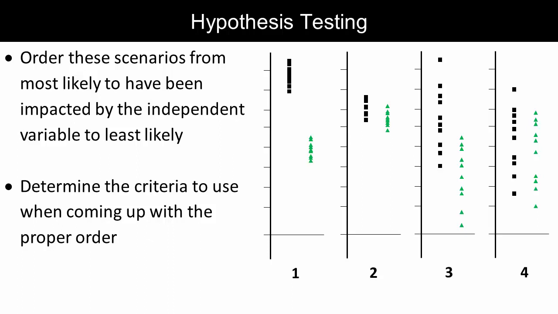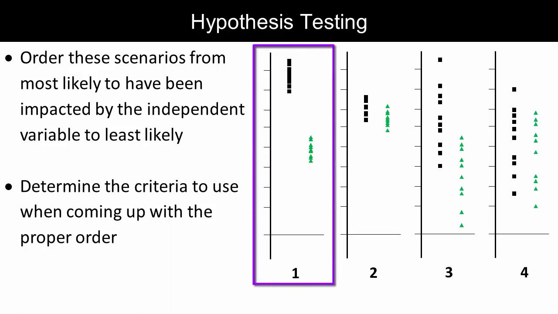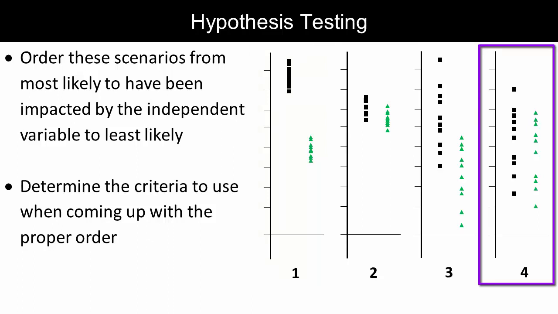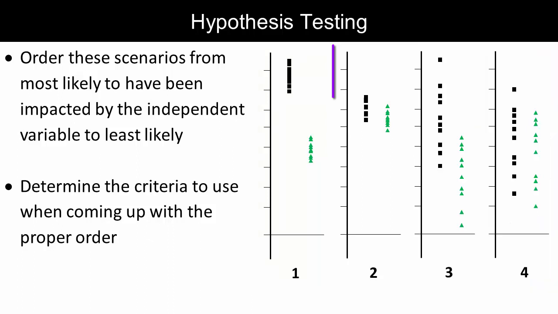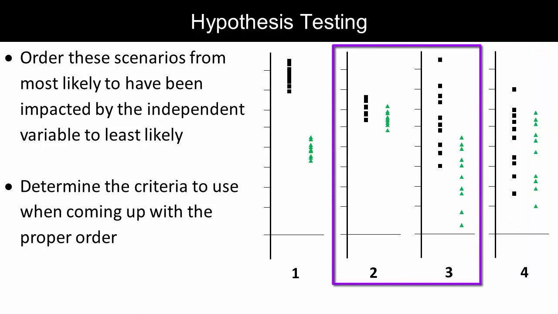When given the task of ordering these datasets, nearly everyone agrees that graph 1 is a scenario where the independent variable most likely had an effect, and graph 4 is the one where it was least likely. There tends to be disagreement about how graphs 2 and 3 should be ordered. So let's talk about why that is.